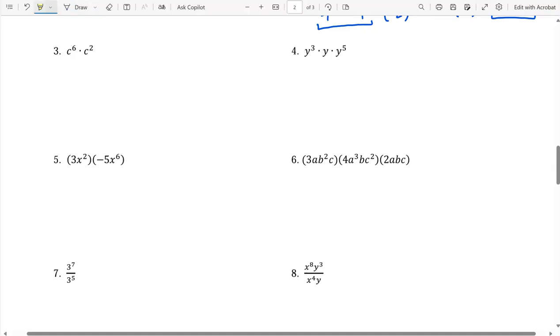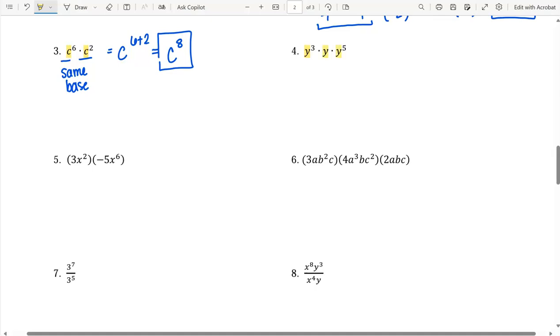If your base is a letter like it is on 3, my base is C, my base is C, I have the same base. So I can write that base one time. Here, I'll just write it as the regular letter C. Because these were listed out separately, that rule tells me I should add my exponents together. C to the 8th. Whew. C to the 8th. And this works no matter how many of your bases you have.